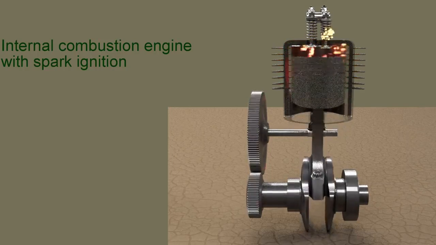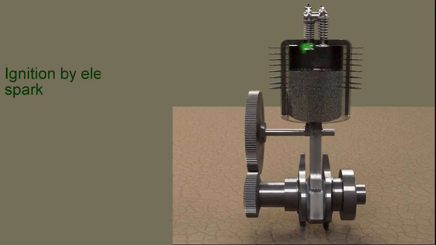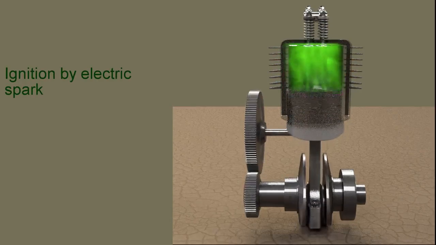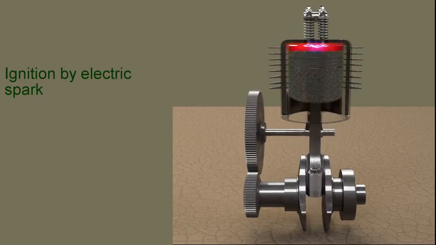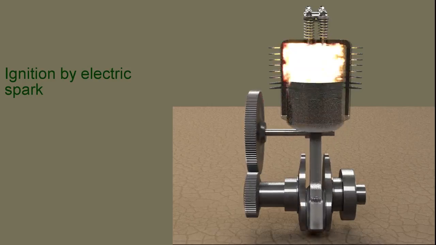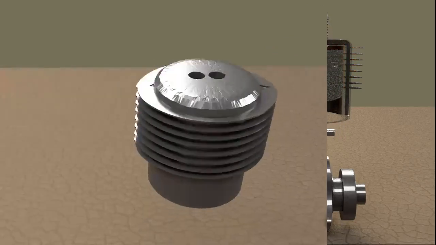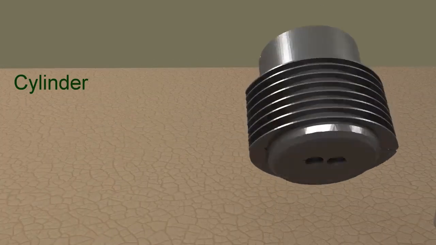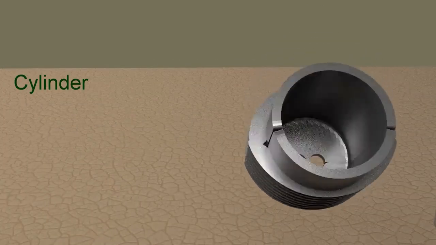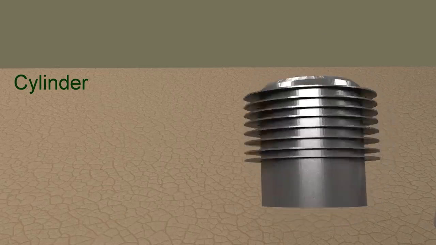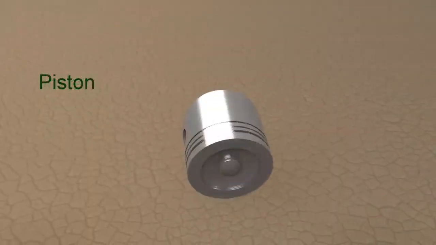In a spark ignition engine, air-fuel mixture is ignited by an electric spark generated by a spark plug. A 4-stroke petrol engine is made up of the following parts. Cylinder. It is a cylindrical vessel in which piston reciprocates. Piston.